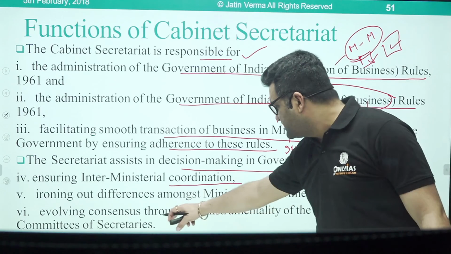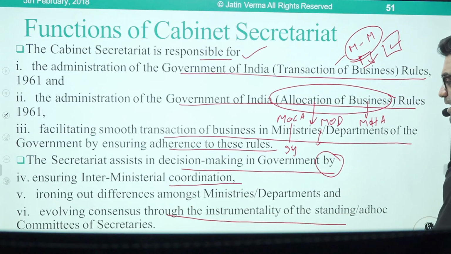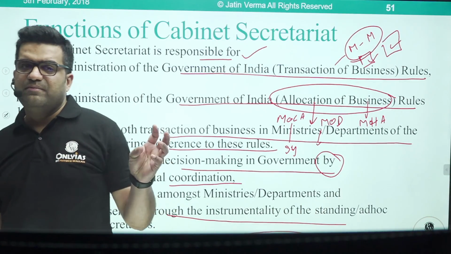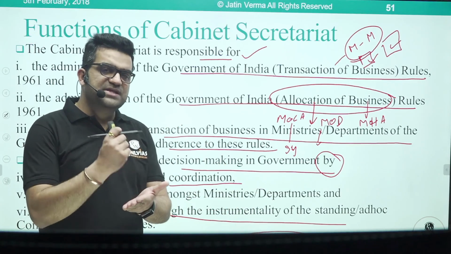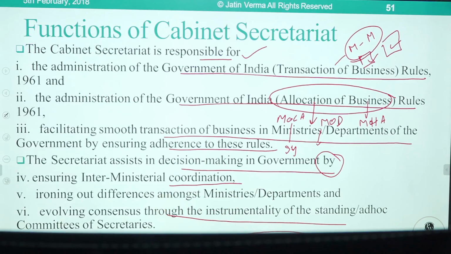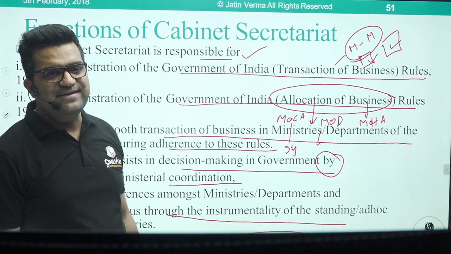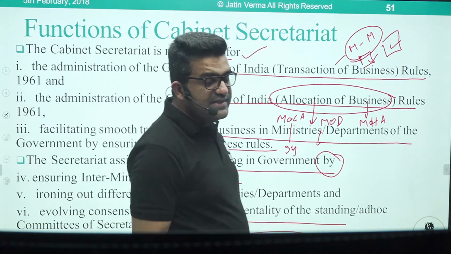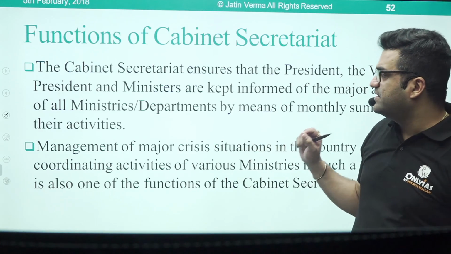It evolves consensus through the instrumentality of standing committees or ad hoc committees of the secretaries. Through this mechanism, new policy initiatives are also promoted. Actually, as we know, policies are made by the bureaucracy only. It is the cabinet secretary who vets the policies, who gives the stamp of approval, and then they go to the PMO, and then they are signed by the PM as advised by the principal secretary. This is the beauty of our system, that it is the IAS cadre which is effectively running the country, even though the policy prerogative is that of the elected representative, that is the Prime Minister.